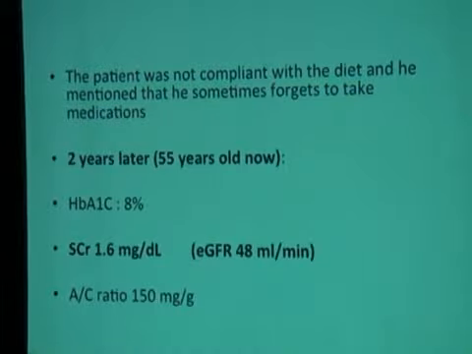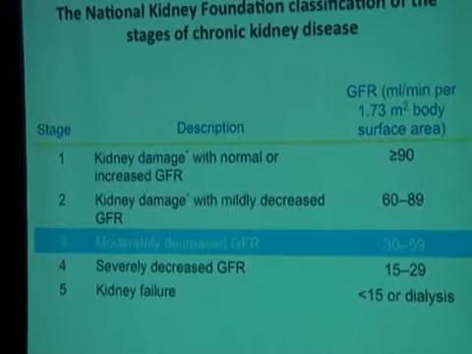The patient was not compliant with the diet, and he mentioned that he sometimes forgets to take medications. 2 years later, he is 55 years old, his HbA1c is 8, his serum creatinine now is 1.6 milligram per deciliter, and the GFR dropped to 48 milliliter per minute. The AC ratio as well increased to 150 milligrams per gram. And now he is in what? In which stage? His GFR is 48, so he is in 3B.